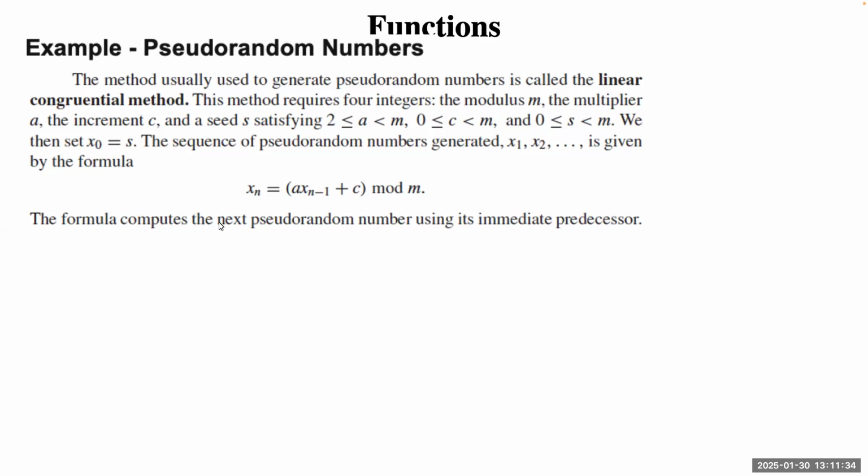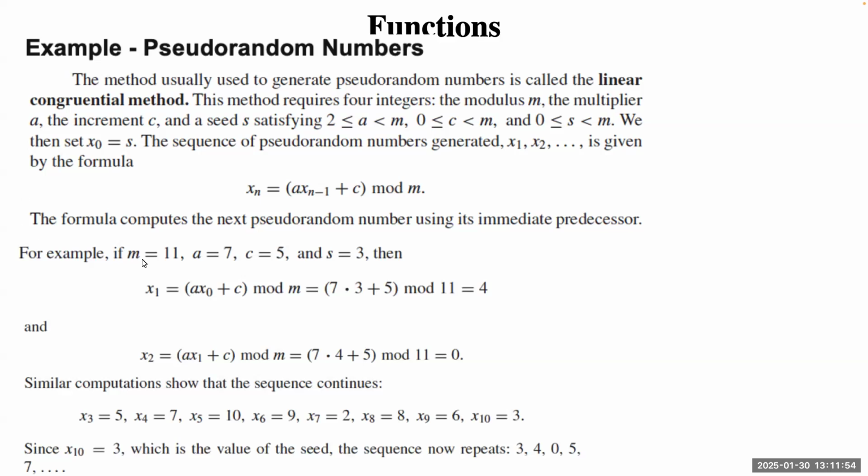The formula basically computes the next pseudo-random number. You start with one you already know. So if x0 is s, then you can start with x1, because if n is 1, n minus 1 is 0. Okay.